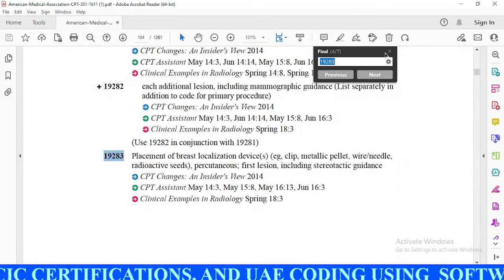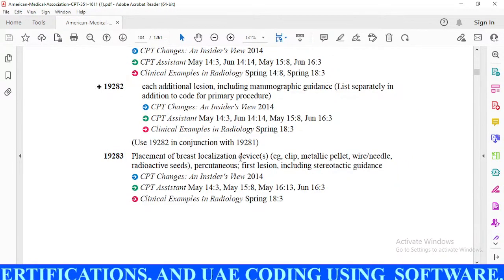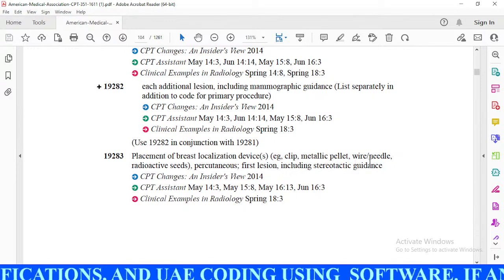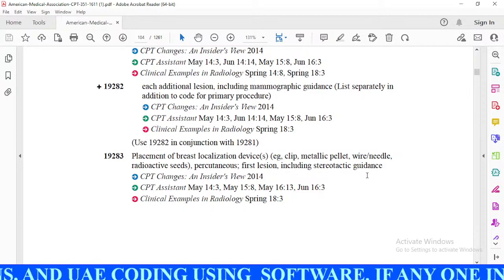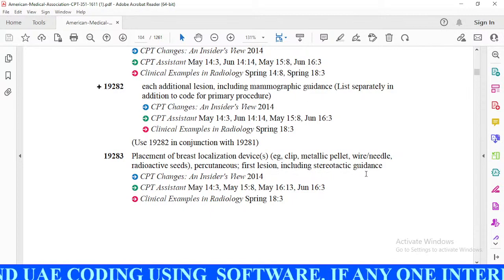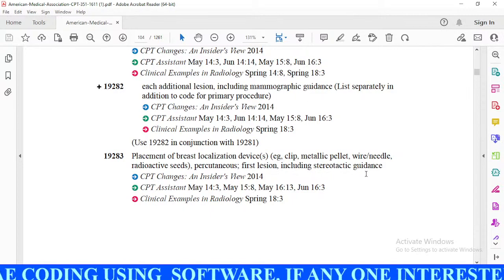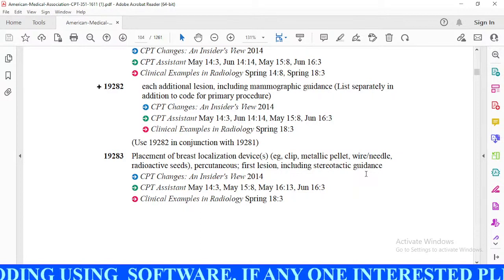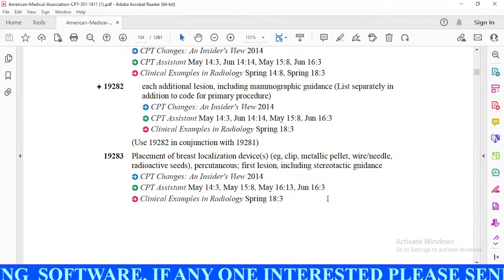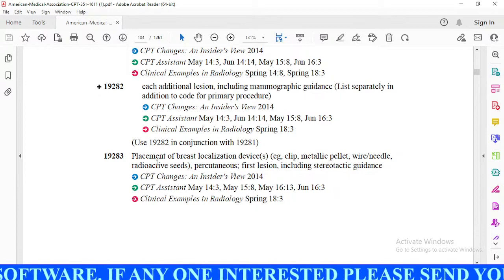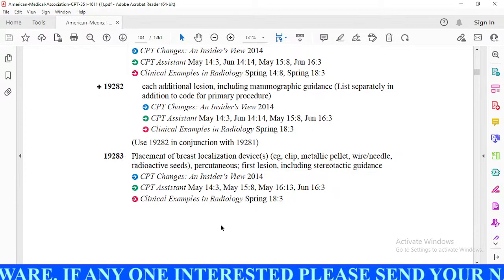So what is 19283? Placement of breast localization device, clip, metallic pellet, wire, needle, percutaneous, first lesion, including stereotactic guidance. So basically here what happened, the clip is already placed. So here the physician is performing only the biopsy. So we can eliminate 19283 here.